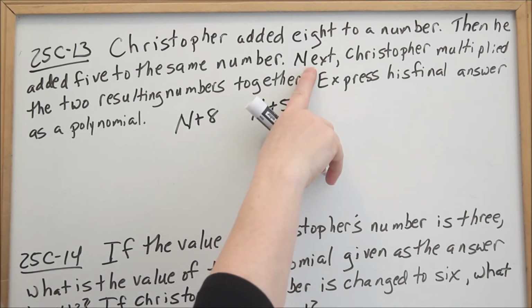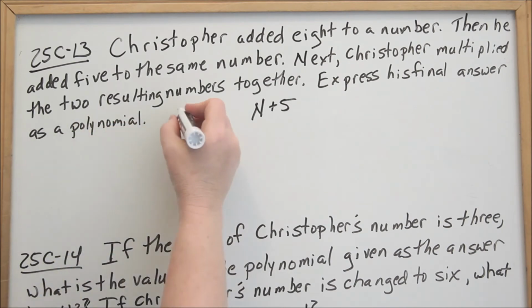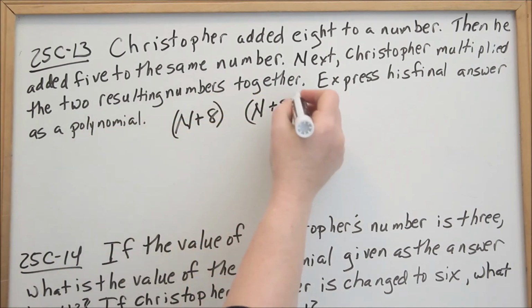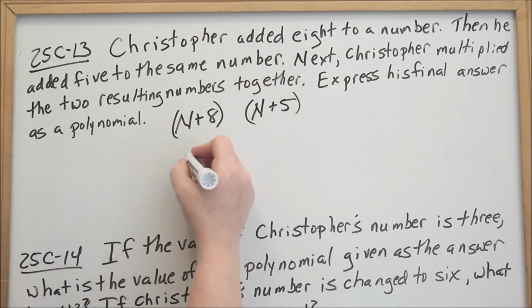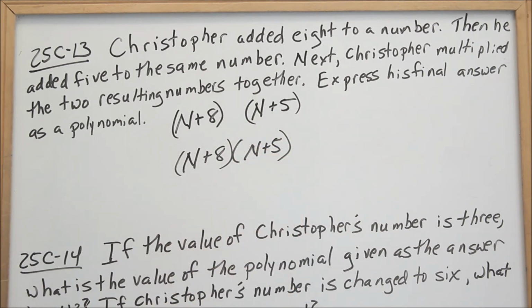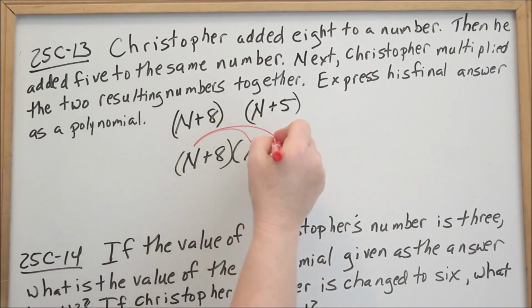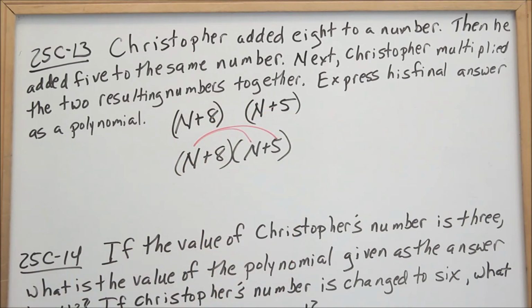Here it says next, Christopher multiplied those 2 resulting numbers. So what I need to do is take these 2 things and multiply them together. Okay, so I'm just going to rewrite it here a little neater, closer together. So I'm multiplying those 2 binomials. So once you get it written out like that, then you just say, oh, okay, I FOIL. So I take this, distribute it to both things. The first, then the outside.